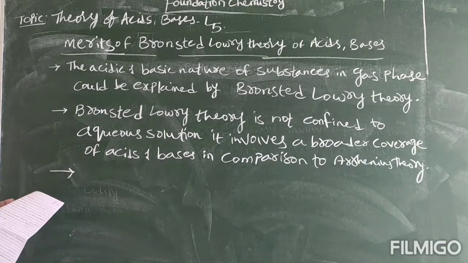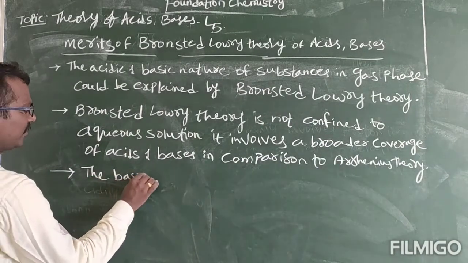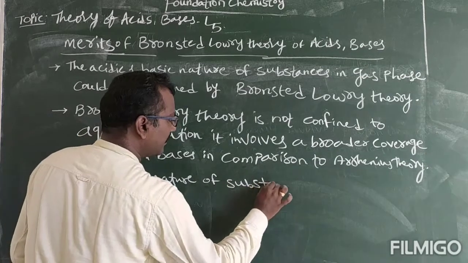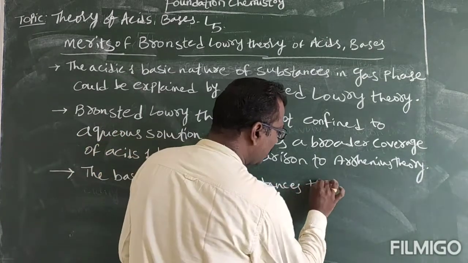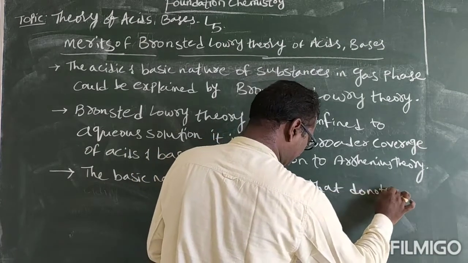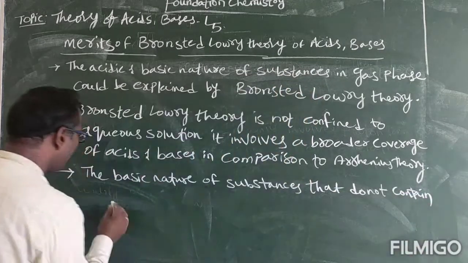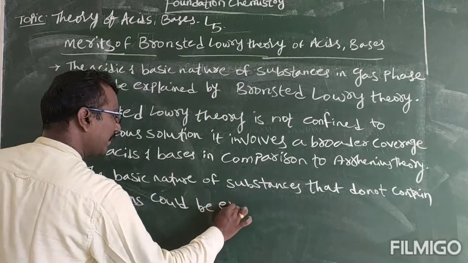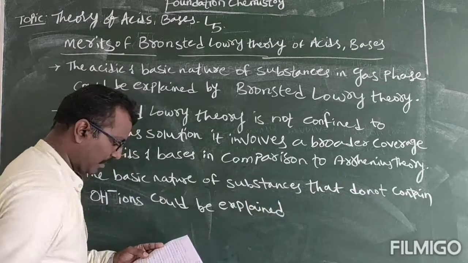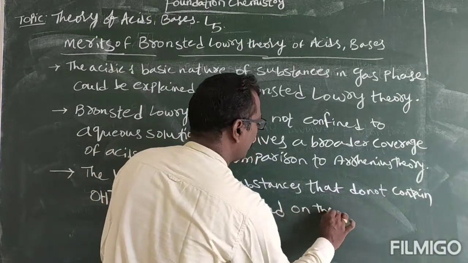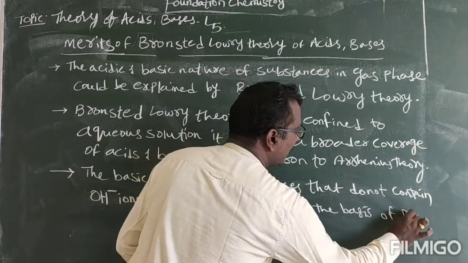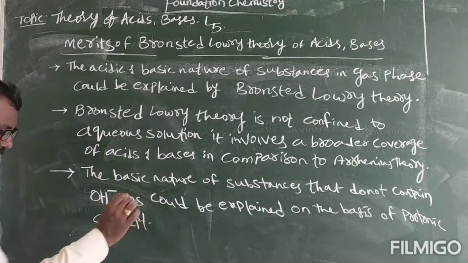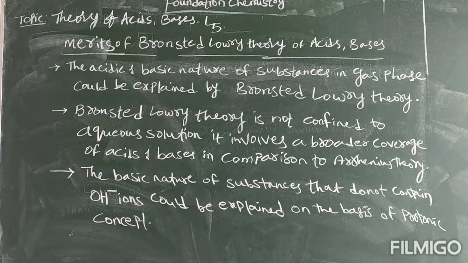And the next merit is the basic nature of substances that do not contain OH minus ions could be explained on the basis of protonic concentration. So these are the merits of Bronsted-Lowry theory.